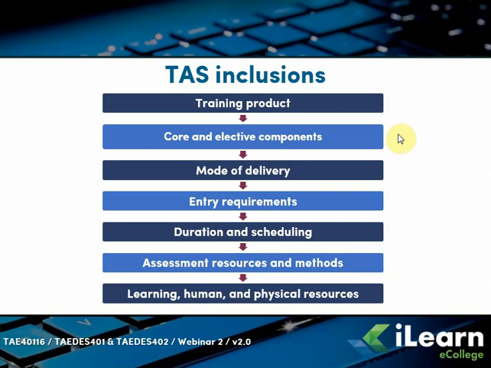Core and elective components. So we talked a lot about packaging rules and core and elective units within the previous webinar. So within the TAS, you just need to ensure that you select units that comply with the qualifications packaging rules. If you select units which don't comply with the packaging rules, your scope application isn't going to go so well. So look at the packaging rules, make sure they comply. Shouldn't have too many problems there.